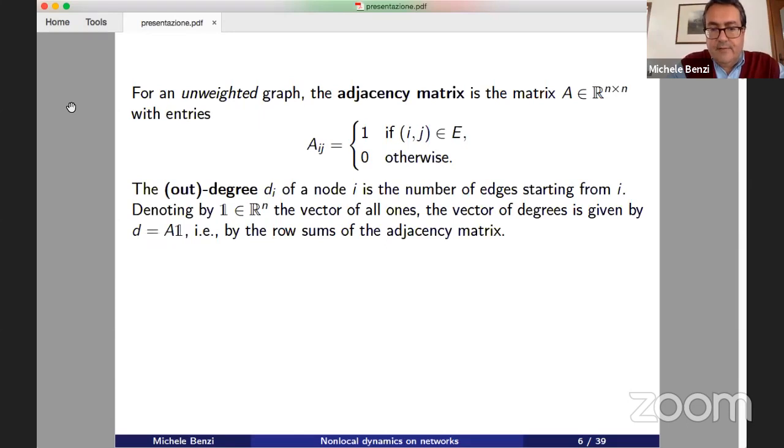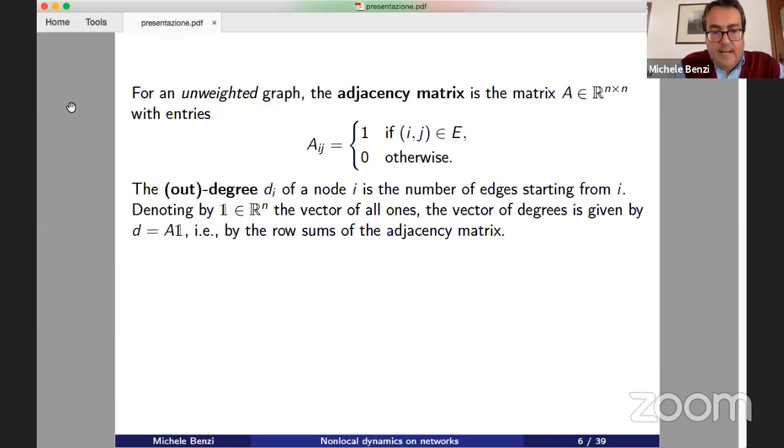We also define the degree of a node, more precisely the out-degree, as the number of edges starting from node i. If the graph is undirected, of course, the matrix A will be symmetric, and we just talk about the degree of a node. If the graph is directed, then in general the adjacency matrix will be non-symmetric, and we focus here on the out-degree, so we count the number of outgoing edges. Of course, we could also consider the in-degree, which is the number of incoming edges to a node, but our focus will be on the out-degree.